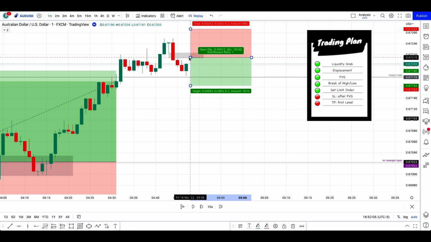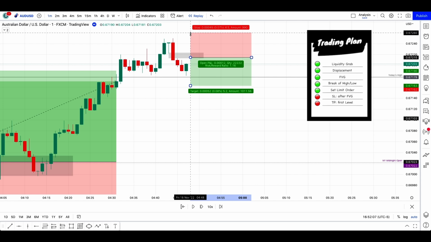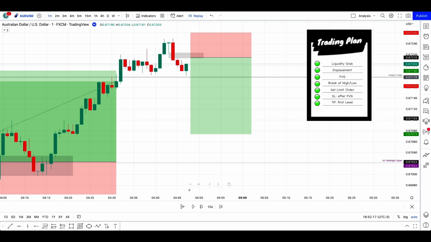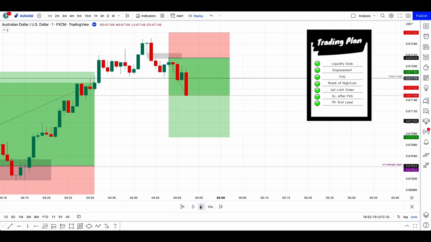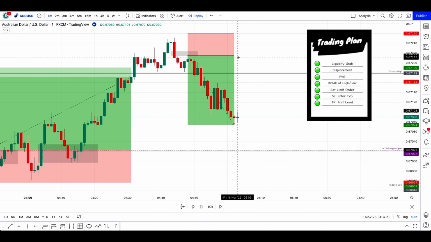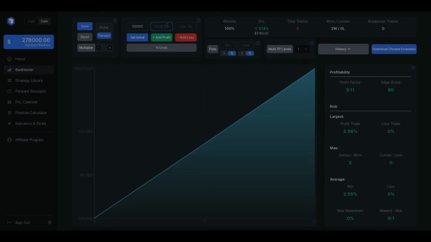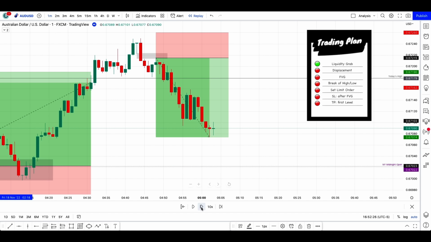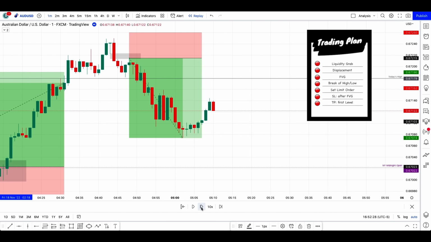So let's just put the trade. This is a 3, let's just go with a 4.5. The first target would be this one here, 1, 2, 3. And a nice take profit right there. The next one was a 3%. I'm always amazed by ICT's precision.